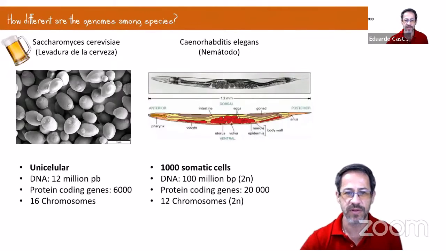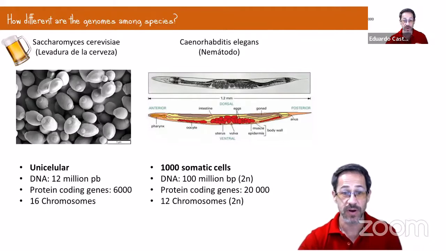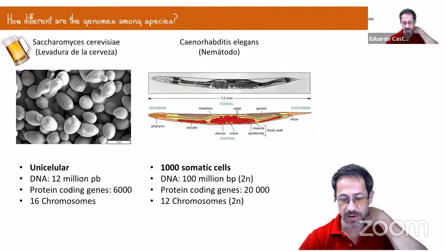Now let's have a look at this worm. It's a 1.2 millimeter worm. It's a very tiny worm. It's a nematode called C. elegans. It's a multicellular organism. It has different cell types. It has intestine, eggs, gonads. So it's a very complex organism compared to the yeast, because yeast is only unicellular.